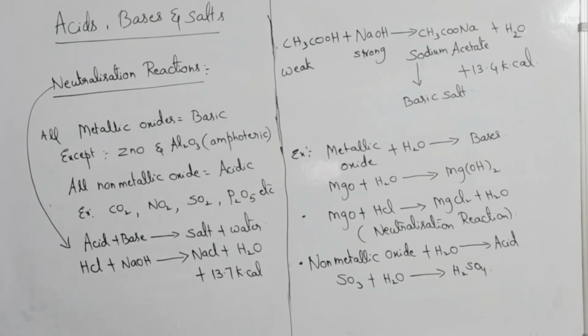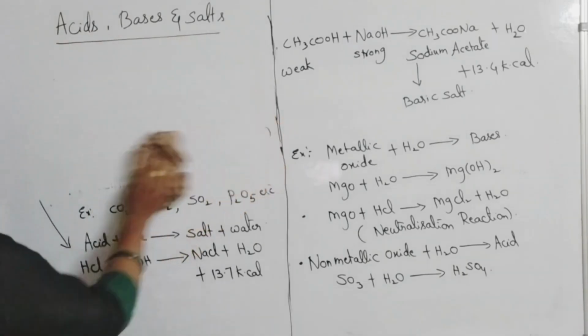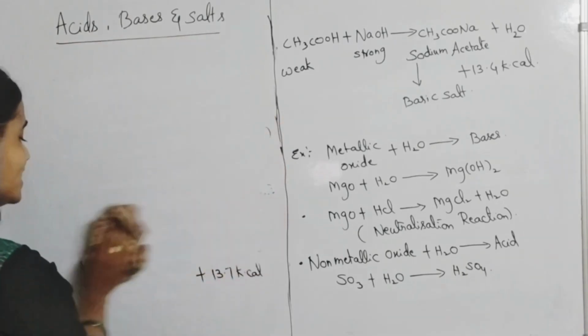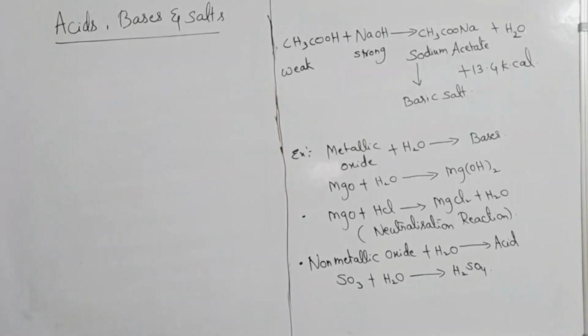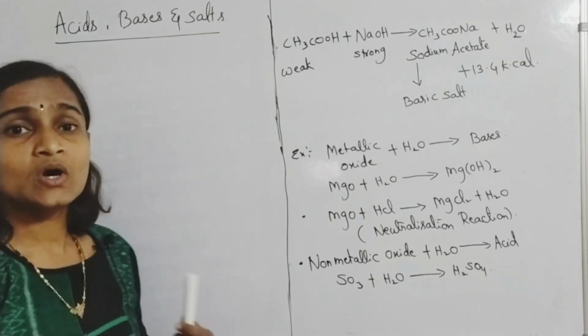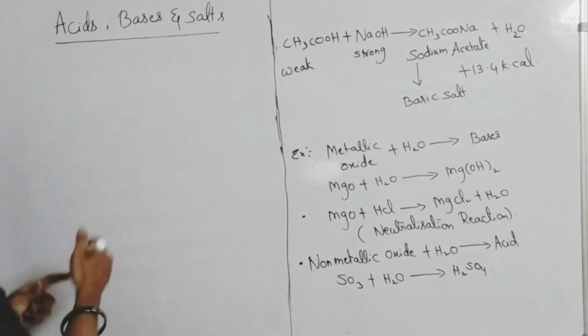And I already told you, generally all acids will have something in common. What is common for all acids? H plus ion is common in most of the acids. So all acids will have H plus ions. That means whenever they are made to dissolve in water, H plus ions are released.